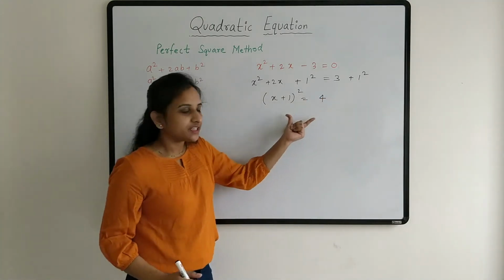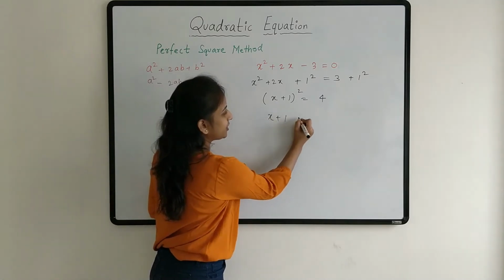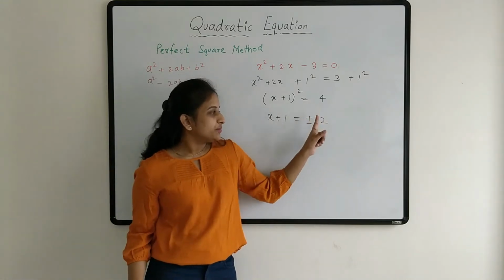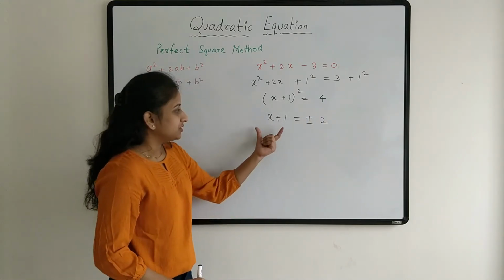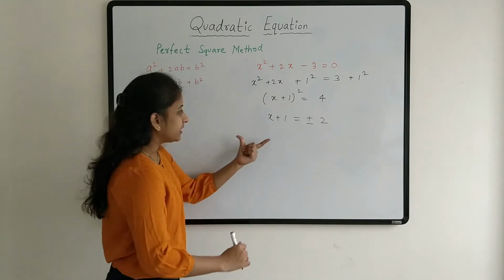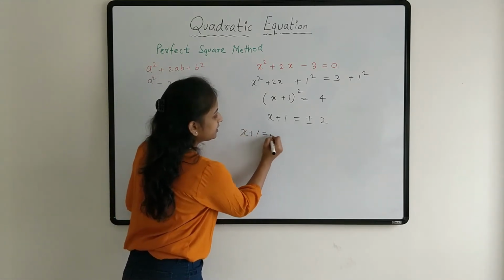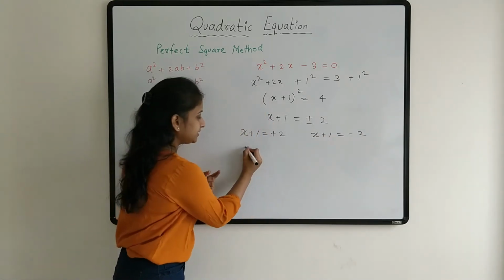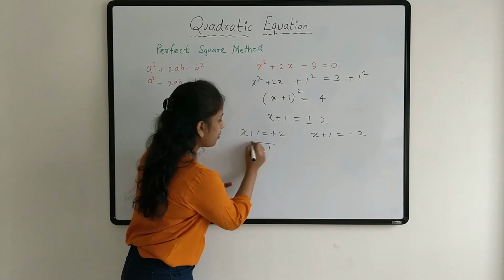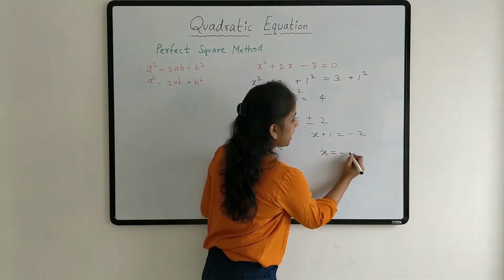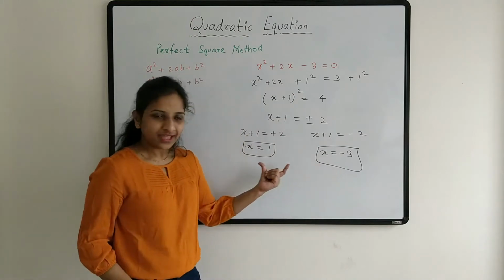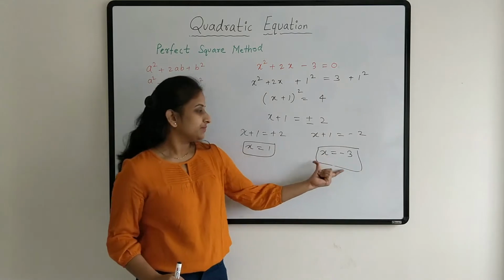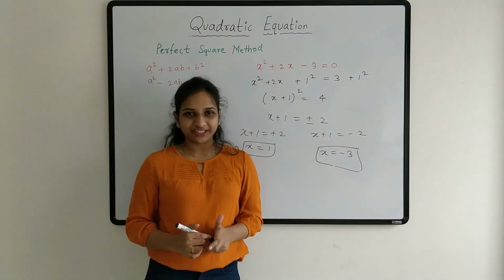Taking the square root of this, x plus 1 is equal to plus or minus 2. Square root means plus or minus 2, so we get two values of x here: x plus 1 equal to plus 2, and x plus 1 equal to minus 2. With this we will get x as 1, and with this x as minus 3. These are the two roots, x equal to 1 and x equal to minus 3, the roots of this quadratic equation.